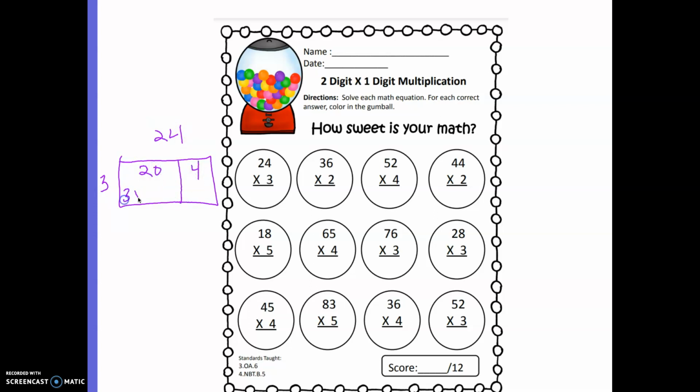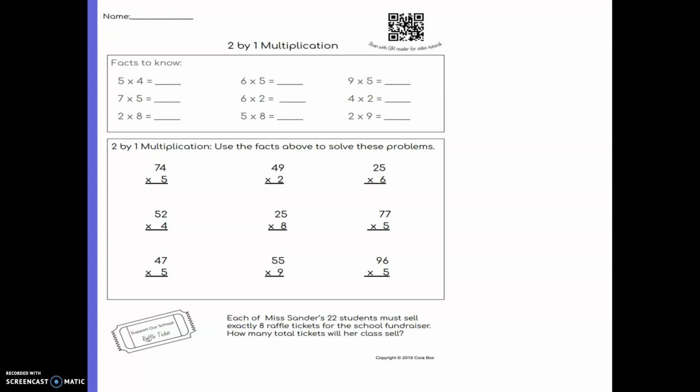This would be 3 times 20. This would be 3 times 4. This is 60. That's 12. Add 60 and 12 together, and you'll get 72. Okay? So you can do these problems on your whiteboard and these problems on your whiteboard.